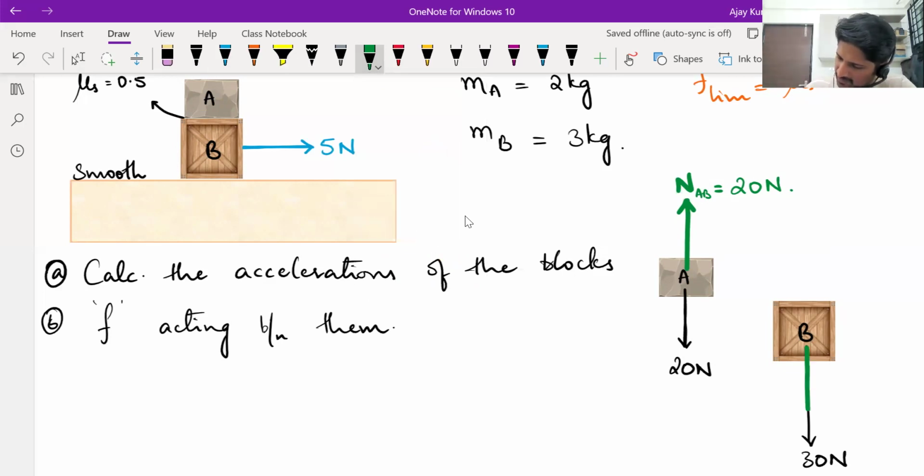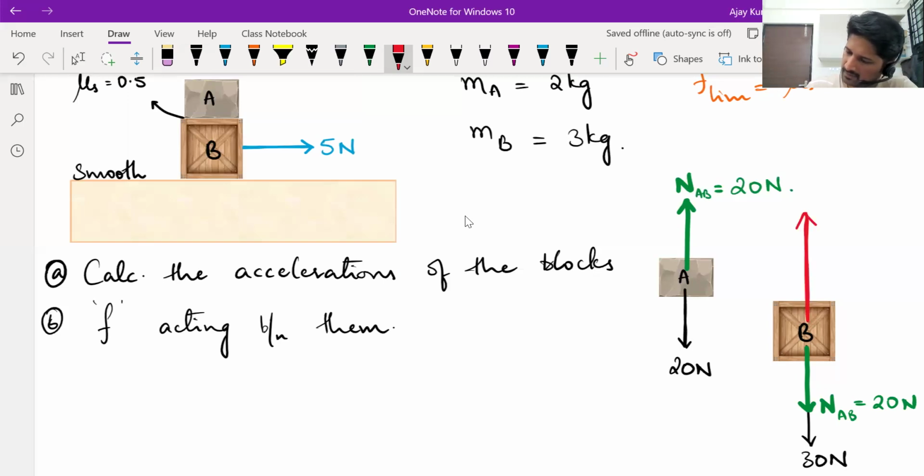Okay, again, this is between A and B. The green vector that I have shown on A and the green vector that I have written on B are an action-reaction pair. This will also be 20 Newton itself. You can't change it. Action, reaction, equal and opposite. And the floor, the smooth surface, is supporting B. So there will be another normal force acting on B in the upward direction. That is from the ground. Rishi, how much will that be?